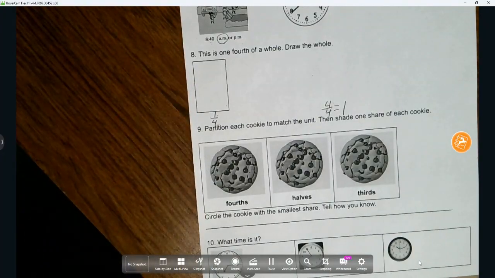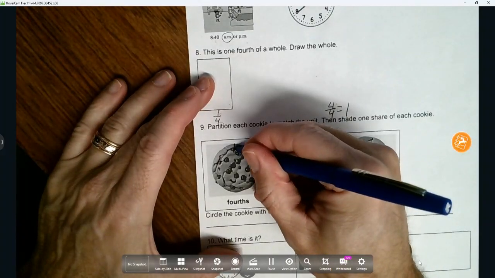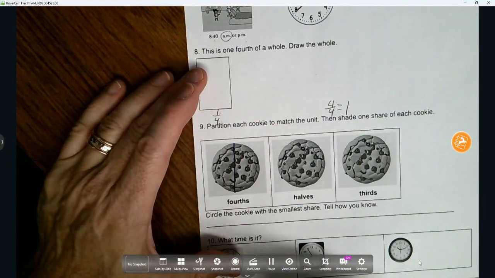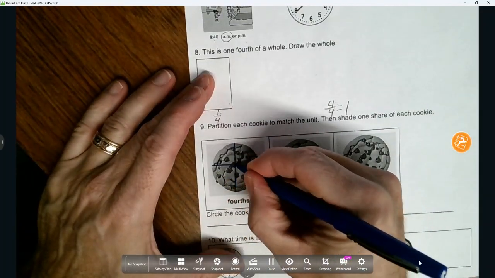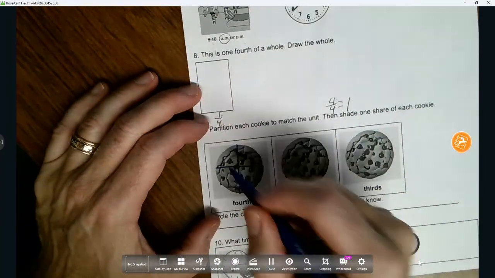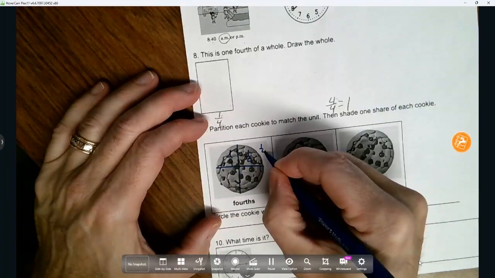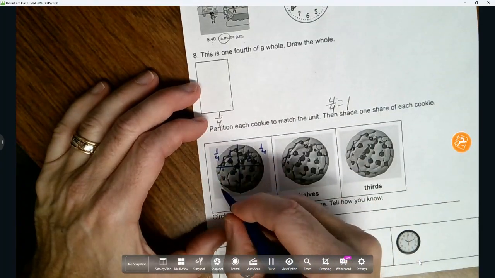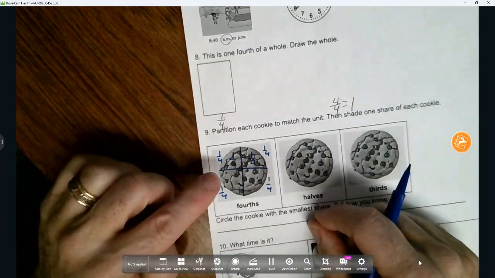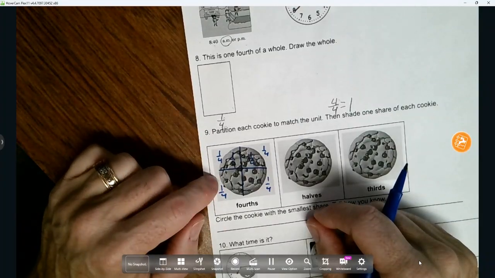Okay, so the first one says fourths. So fourths. If I cut this in half, I have 2, so that's halves. If I cut this again, I have 4 pieces now, so that would be fourths, right? I have 1/4, 1/4. I'm going to write them out here. 1/4, 1/4, 1/4, and 1/4. All right. Hey, that looks similar to something we might have just talked about for how many pieces we need to make a whole, because this is a whole cookie.